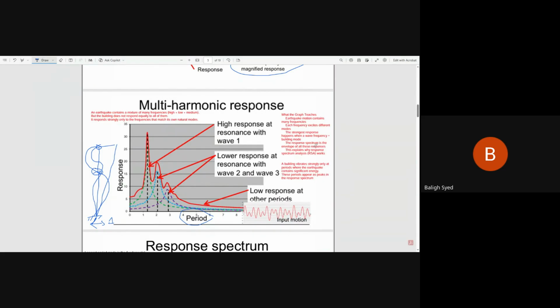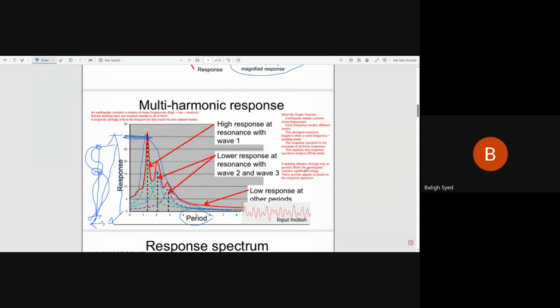So the response spectrum is the envelope of all these responses. This explains why response spectrum analysis works, because it captures all the responses, and you get the peak right here. When I design the system, I will take this max value as my design value for whatever system I'm designing. That's why it says the response, it does not say anything else, just the response.